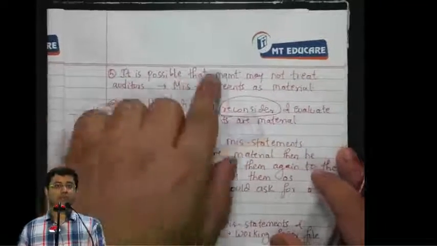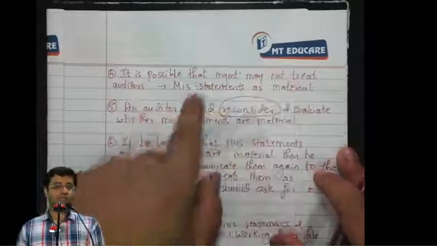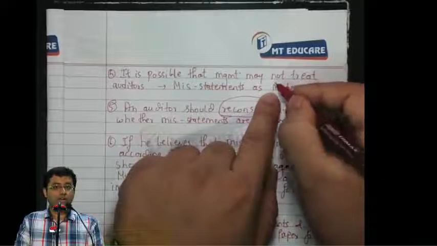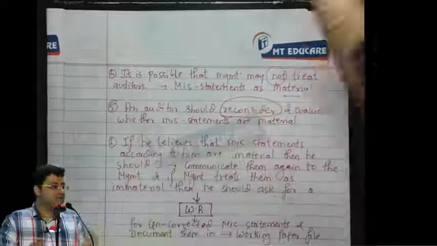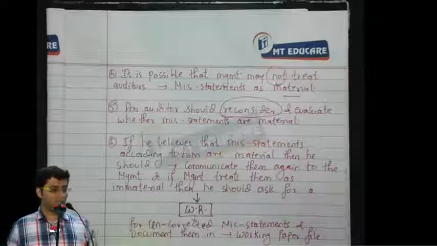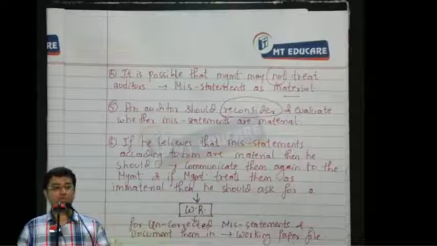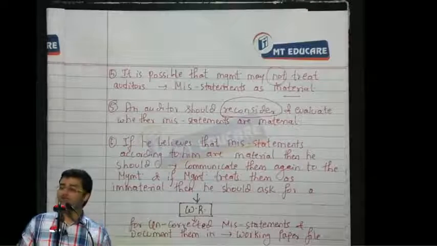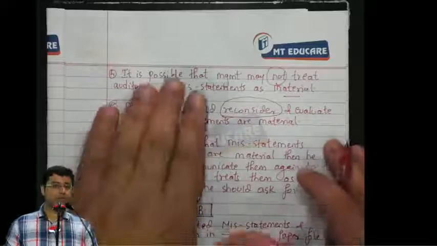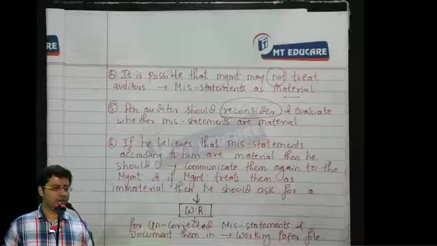It is possible that the management may not treat the auditor's misstatement as material. Management says that no, it is not a material misstatement according to me. Because when you communicated to the management, your very intention was that the management should rectify the material misstatement. But the management says that no, it is not a material misstatement.